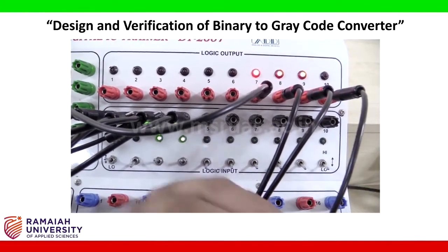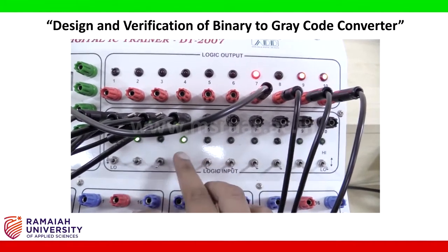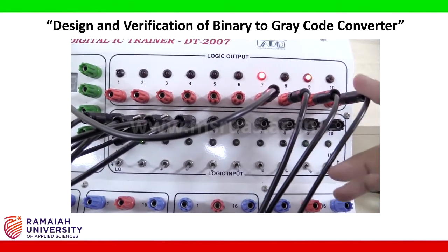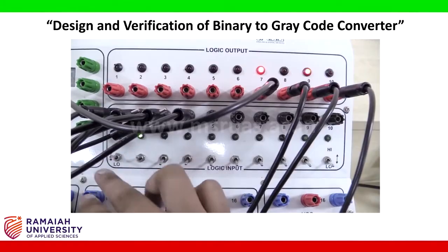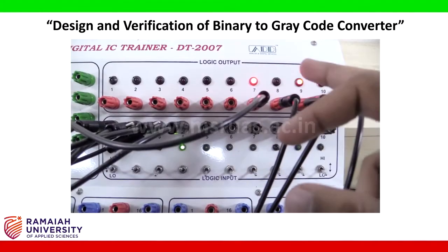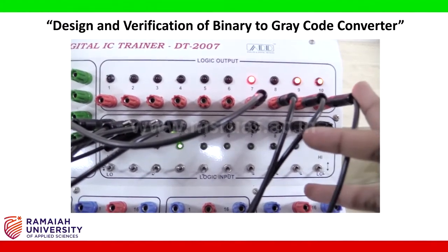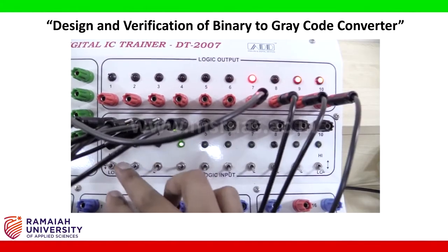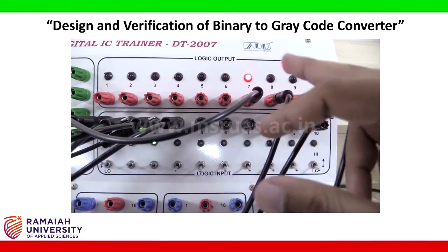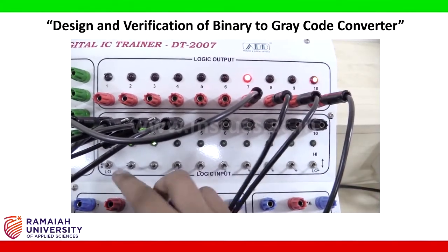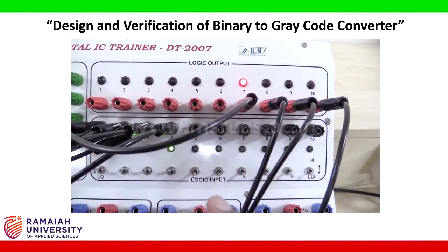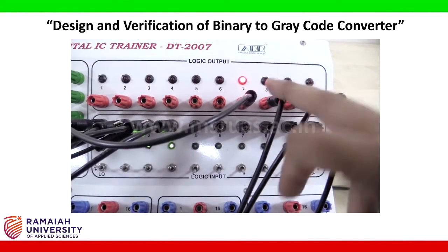The next combination is 1 1 0 0, and you can see the outputs are 1 0 1 0. The next combination will be 1 1 0 1, the output will be 1 0 1 1. The next combination of the input is 1 1 1 0, the output will be 1 0 0 1. And the last combination is 1 1 1 1, that means all the inputs are high. At that time the output, you can see, is 1 0 0 0.